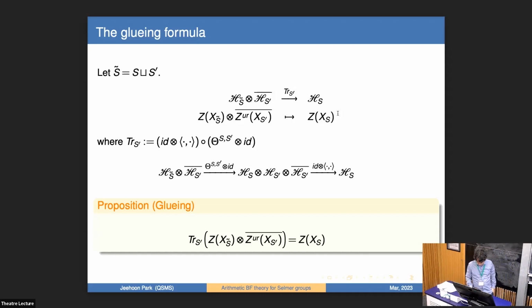And there's a gluing formula for partition functions too. It's the same setup. You can set up the trace map, and then the partition function of XS can be computed with the partition functions of the bigger boundary with the unramified stuff. And this gluing formula is actually very helpful. You compute certain things in arithmetic TQFT business.